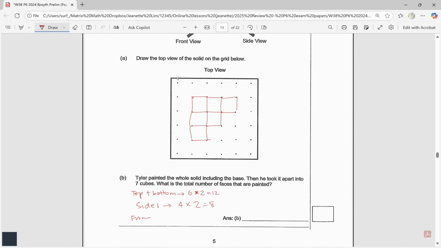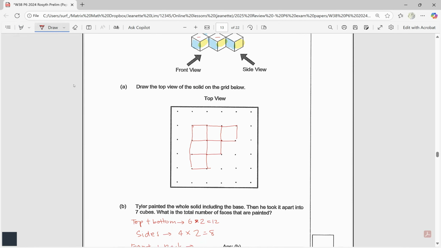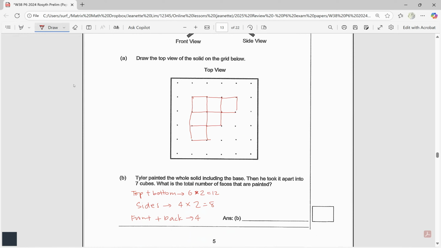And then lastly, front plus back. What views do you get? The front is here. 1, 2, 3, 4. The front and the back will be the same. So that's 4 times 2. And now add all of them up. So 12, 8, and 8. 28. Okay, so the answer is 28 faces.